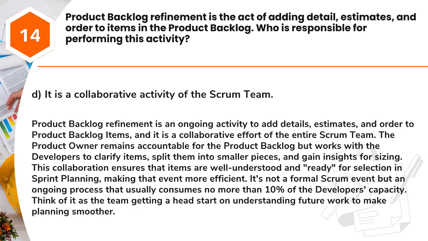Product backlog refinement is an ongoing activity to add details, estimates, and order to product backlog items, and it is a collaborative effort of the entire Scrum team. The product owner remains accountable for the product backlog but works with the developers to clarify items, split them into smaller pieces, and gain insights for sizing. This collaboration ensures that items are well understood and ready for selection in sprint planning, making that event more efficient. It's not a formal Scrum event but an ongoing process that usually consumes no more than 10% of the developers' capacity. Think of it as the team getting a head start on understanding future work to make planning smoother.